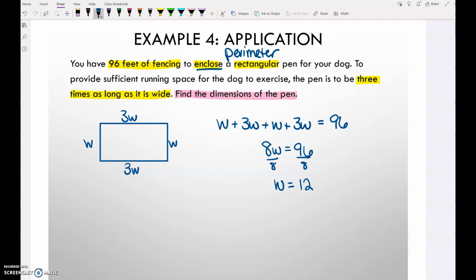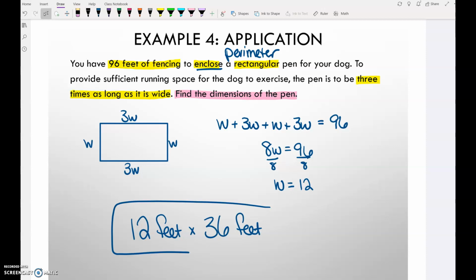Okay, look at the last sentence of the word problem that I highlighted in pink. Does it ask for what W is? It asks for the dimensions of the pen. So the dimensions of the pen are 12 feet by, what's 3 times 12? 36 feet. Our dog will have a 12-foot by 36-foot enclosure.